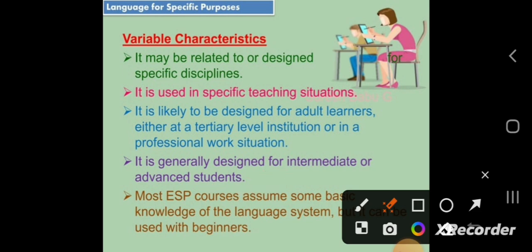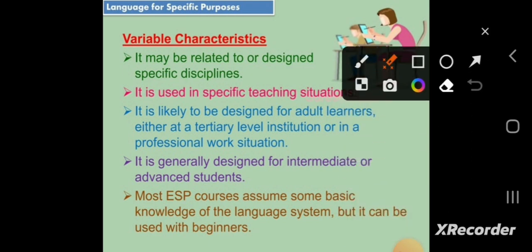Although ESP courses can cater to beginners, they are generally designed for learners who already have a foundational understanding of the language and are looking to refine their skills for a specific purpose. Most ESP courses assume some basic knowledge of the language system, but it can be used with beginners. While ESP courses often assume learners have a basic grasp of the language, they can be adapted to suit beginners by providing foundational language support alongside the specialized content.